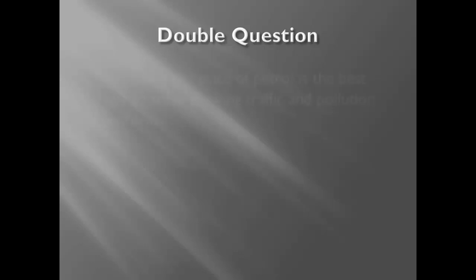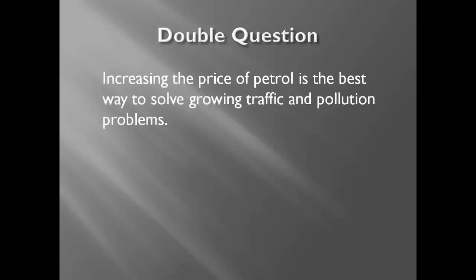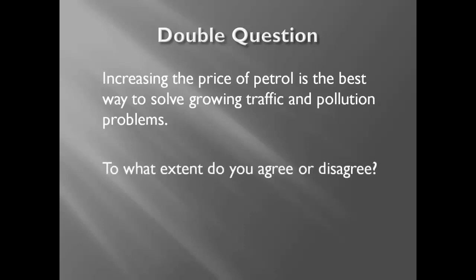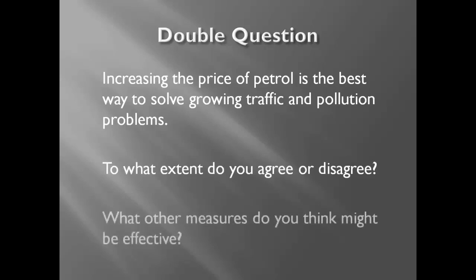So got another one. Increasing the price of petrol is the best way to solve growing traffic and pollution problems. To what extent do you agree or disagree? And what other measures do you think might be effective? So if you just answered this question in an agree or disagree way and you didn't talk about the other measures, you would have failed the question. You probably would get band 5 for task response. So it's two separate questions that you need to deal with.